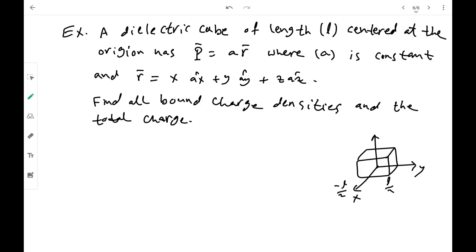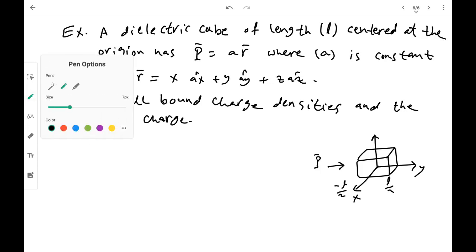This cube is put under an external polarization. It is affected by a polarization vector P equal to A times R, where A is a constant and R is the position vector defined as x ax plus y ay plus z az. Find all bound charge densities and the total charge. So finding all bound charge densities means finding the rho ps and rho pv values.